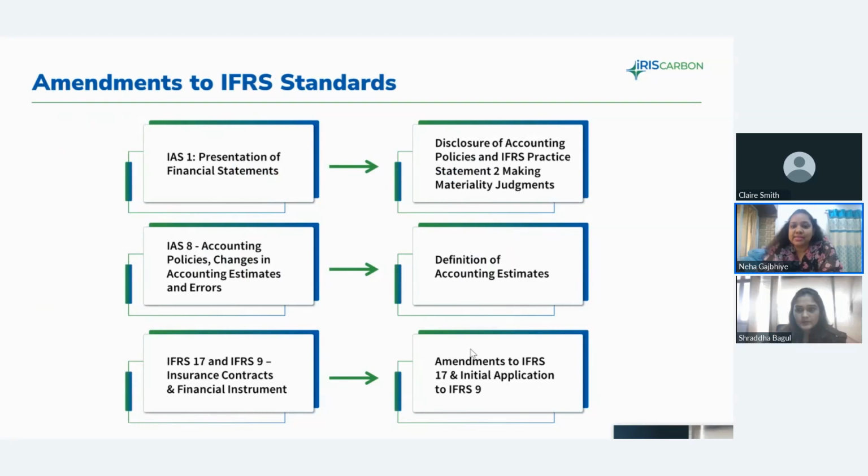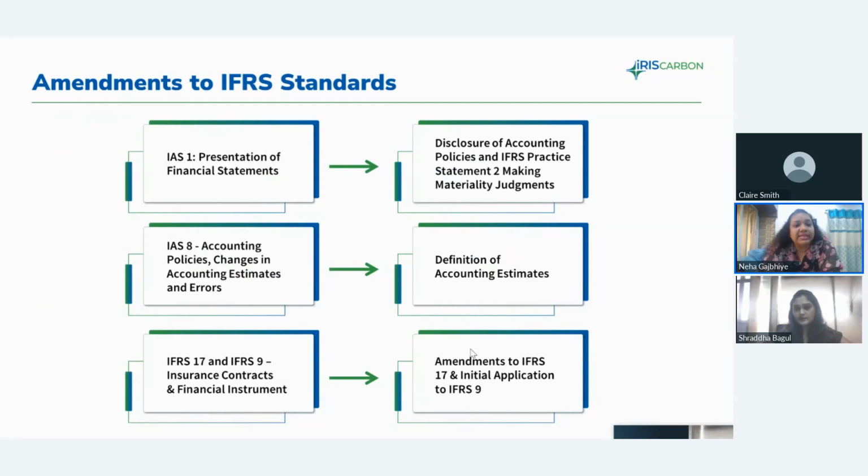So the first change is in disclosure of accounting policies, which is from IAS 1, which is for presentation of financial statements, and also IFRS Practice Statement 2 for making materiality judgments. The second amendment is in definition of accounting estimates, which is for IAS 8, accounting policies, changes in accounting estimates, and errors. And the third amendment is due to initial application and amendments to IFRS 17 and IFRS 9.